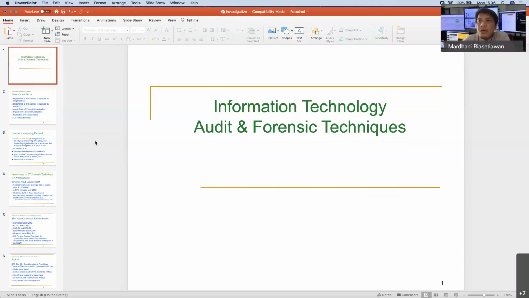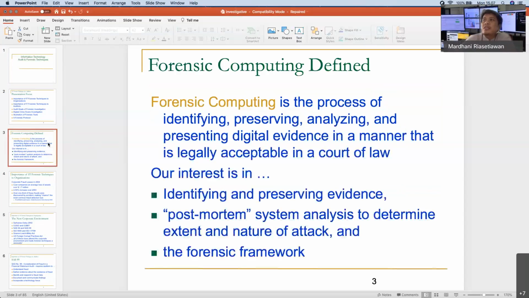So let's discuss what forensic computing is. It is similar to information system audit, but in forensic computing we discuss a more specific technique in the audit: identifying, preserving, analyzing, and presenting digital evidence in a manner legally acceptable in a court of law. It is not only for operation management in the organization, but most importantly for being acceptable in court.